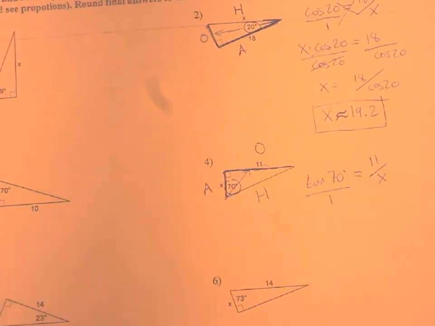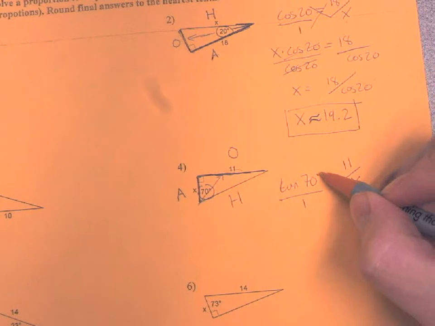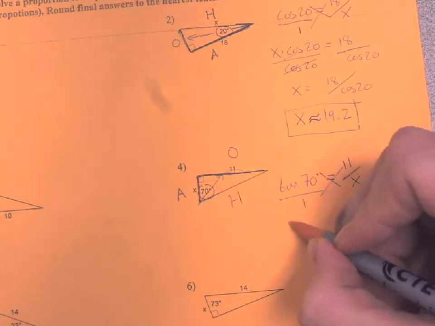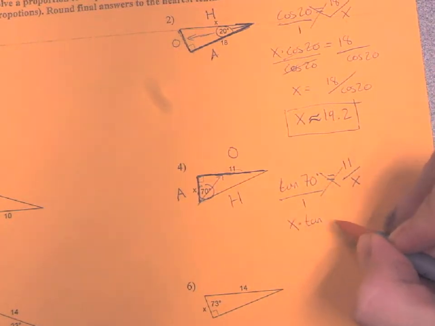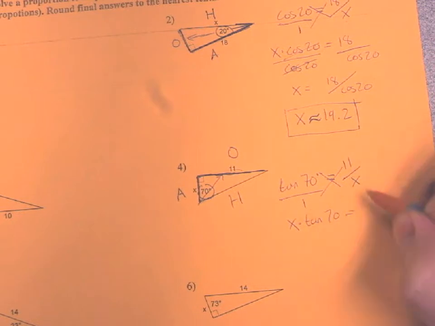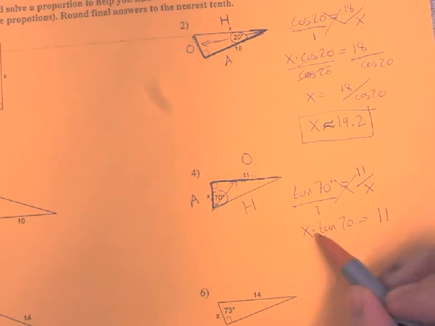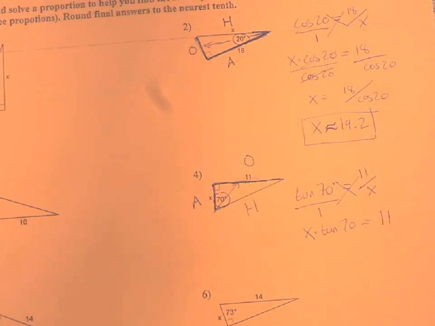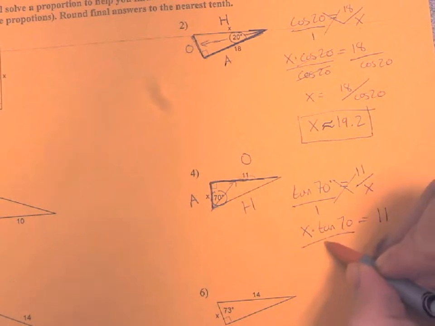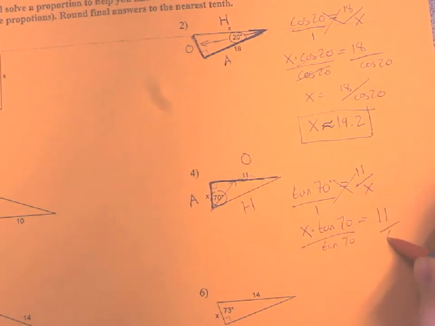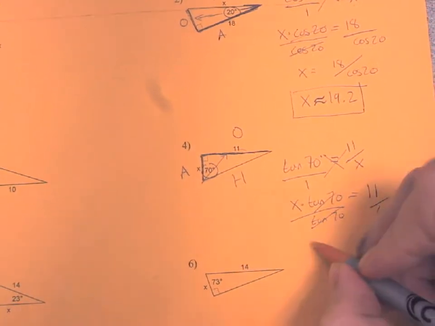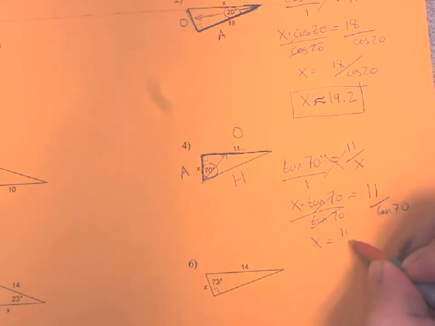Okay, again, we're going to make up a little proportion here. We're going to cross multiply. So x times the tangent of 70 is equal to 1 times 11. Okay, now we want x by itself, and so if we have this number tan 70, it's just some number, multiplying x, we're going to divide both sides by tan 70 in order to get x by itself. So x is equal to 11 divided by whatever the tangent of 70 is.